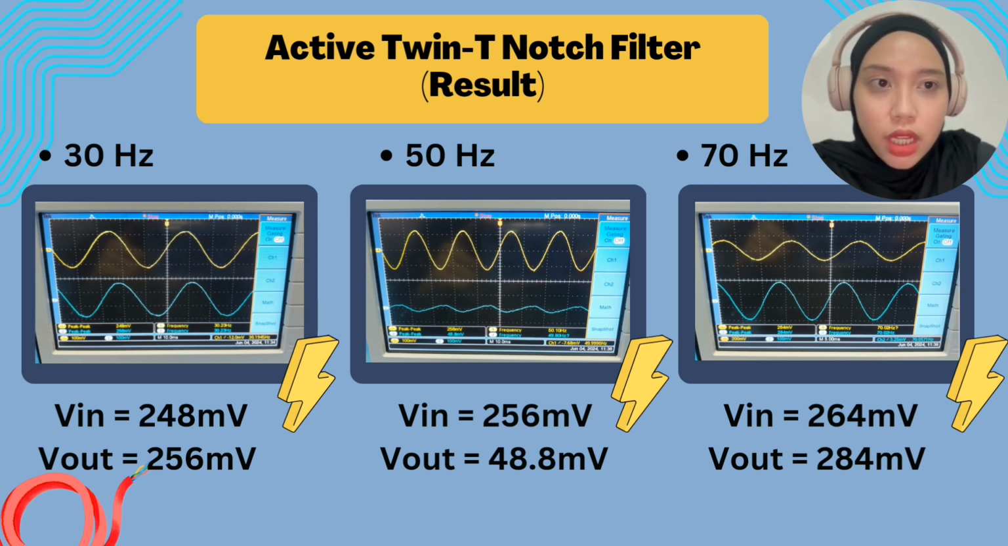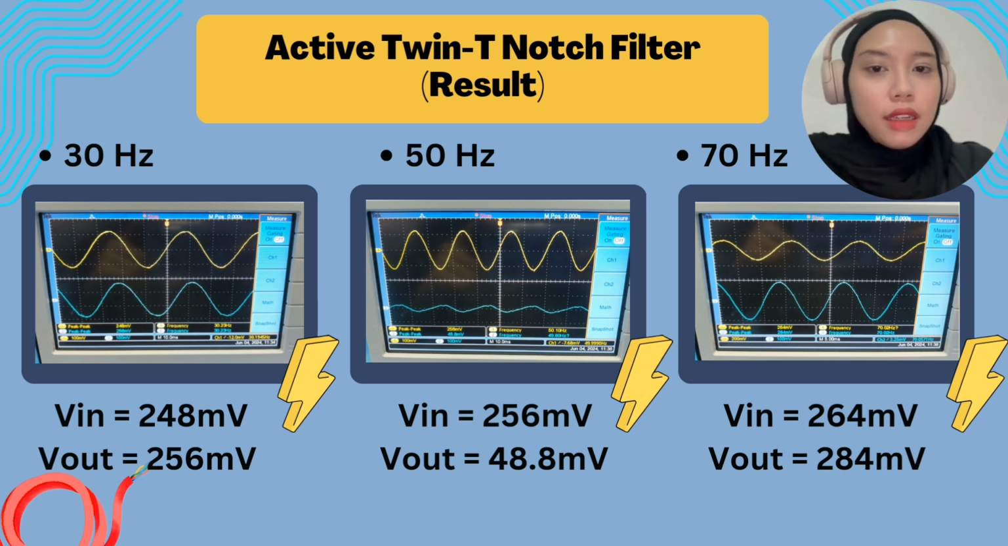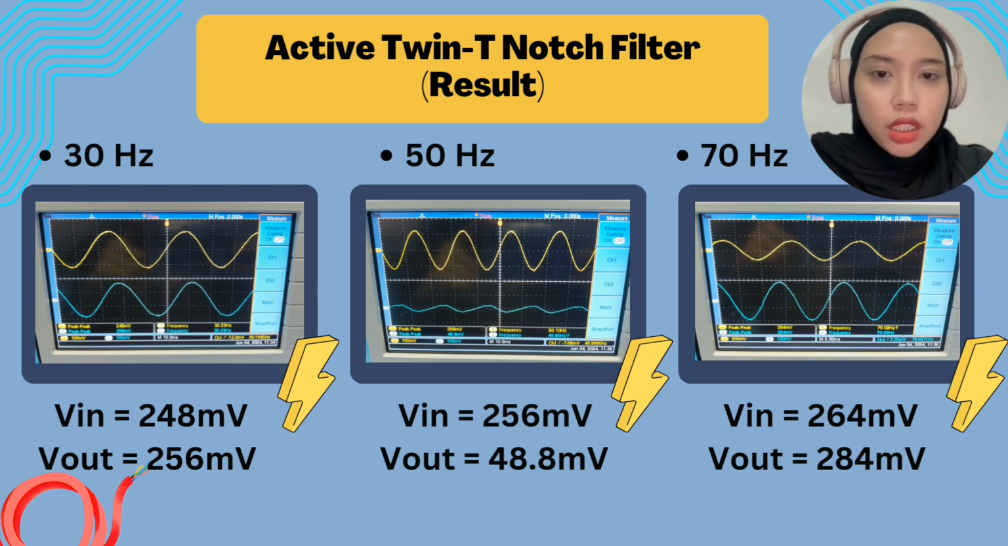While at the 50 Hz frequency, which is close to the filter center frequency, the input voltage remains at 256 mV, but the output voltage dropped dramatically to 48.8 mV. This indicates that the filter effectively reduced the 50 Hz signal, which is crucial for reducing power line interference in ECG signals. And at 70 Hz, which is after 50 Hz, the output voltage is 284 mV and the input voltage is 264 mV. This is because at frequencies other than 50 Hz, the filter's reducing effect will decrease.